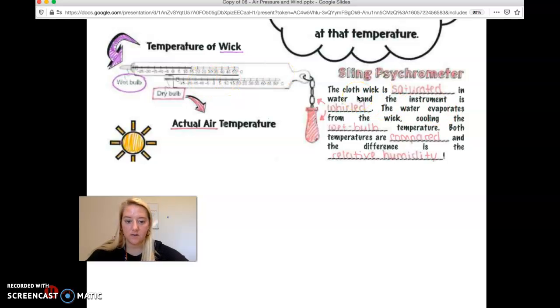So our definition here, or how it works: the cloth wick is saturated in water, and the instrument is whirled like this, like a lasso, around in the air. The water evaporates from the wick, cooling the wet bulb temperature. So generally our wet bulb, if it is going to change, will be lower than our dry bulb temperature. Both of the temperatures are compared, and the difference is how we calculate our relative humidity. We're going to practice this and see maybe what that means as well.